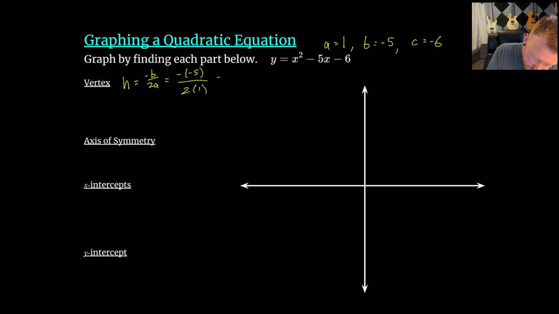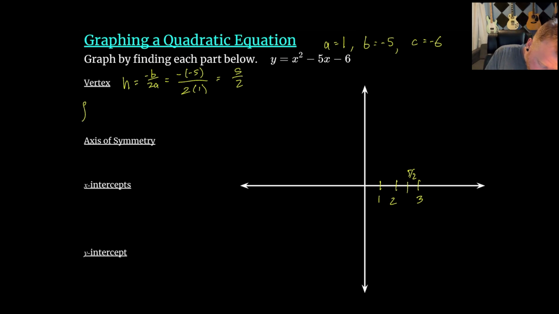So this is going to give me 5/2. That is going to be the h value. So if I'm looking at my graph here, 5/2 is 2.5. So here's 1, here's 2, here's 3, here's 5/2, kind of right in the middle. Now I need to find the output of this.